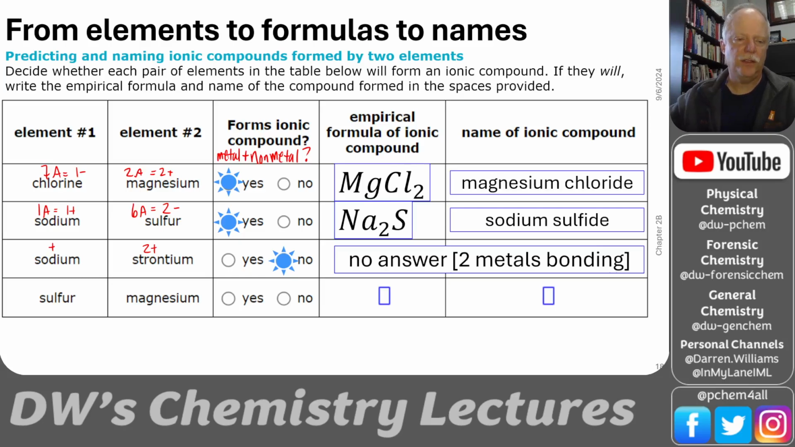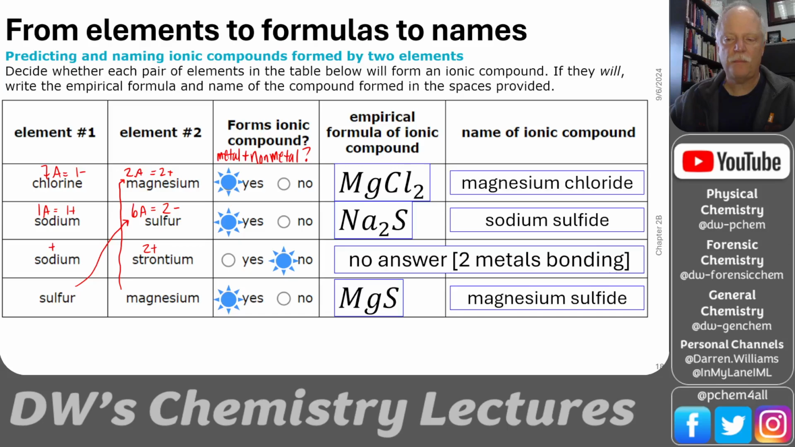And then we have sulfur and magnesium. Sulfur is a non-metal, magnesium is a metal. So sure enough, we have an ionic compound. We can see that sulfur is in group 6A, forms a 2 minus. Magnesium is in group 2A, forms a 2 plus. So 2 plus and 2 minus, they balance out. So it's just MgS. And magnesium's in group 2A, so we don't need a Roman numeral. So it's just going to be magnesium sulfide. So this is pretty straightforward. Lots of things to do on this particular ALEKS problem.